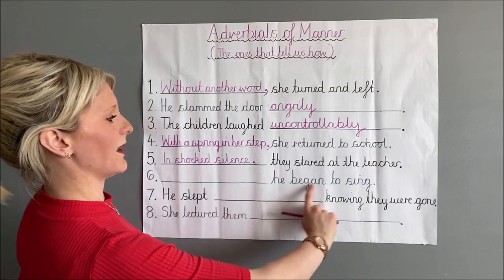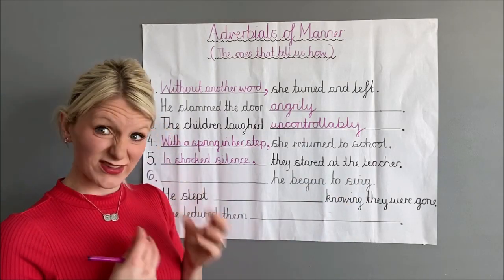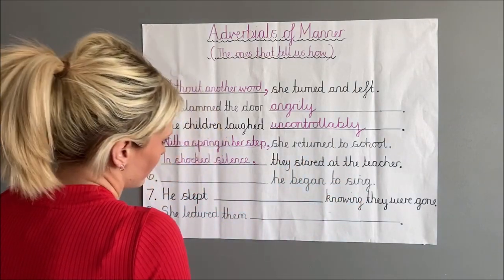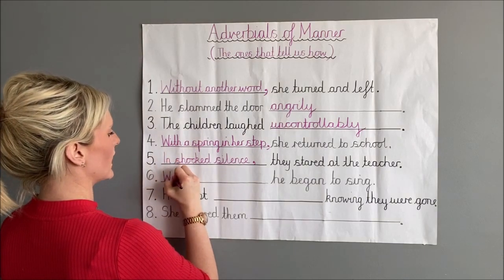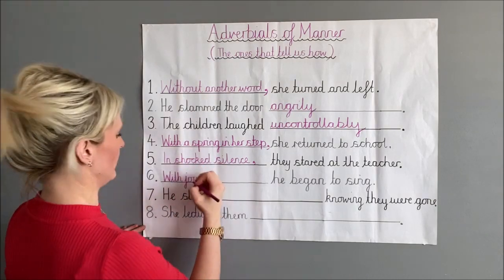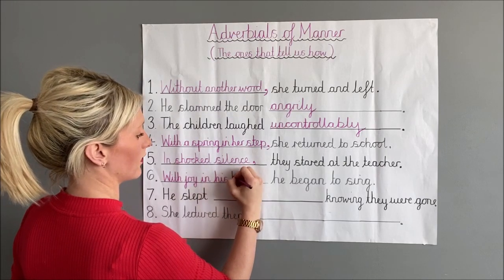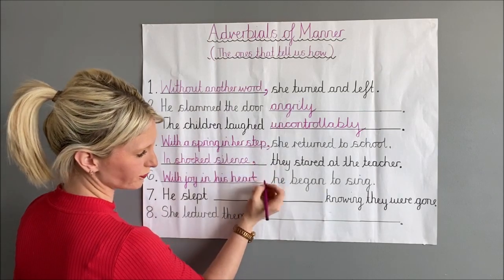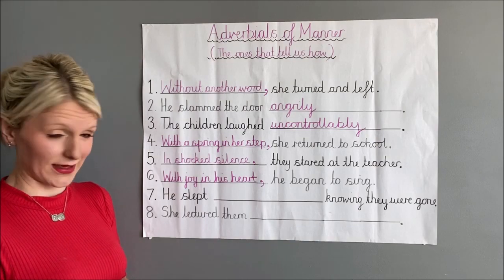My next one, it said he began to sing. How did he begin to sing? Was he tentative? Was he a little bit nervous? Or does he go into it feeling really confident? So I'm going to say he began to sing, and I'm going to do it with joy in his heart. You could quite as easily just say joyfully. With joy in his heart. And again, it's another fronted adverbial, 3 of them in a row. So I need to remember my comma afterwards. With joy in his heart, he began to sing.